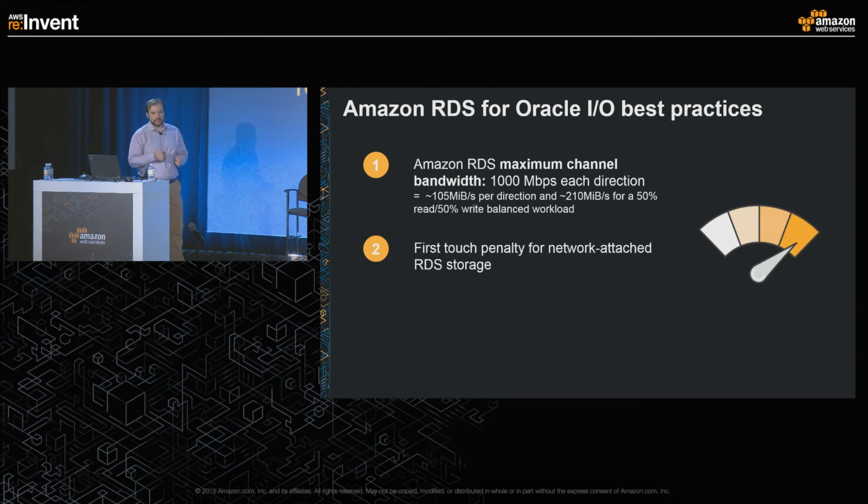How many of you know what a first touch penalty is in EBS? I see a couple of hands. So first touch penalty means when you restore a snapshot or when you create a new instance, the first operation on the storage volume in Amazon RDS as well as on EBS will be somewhat slower than subsequent operations with that storage block.